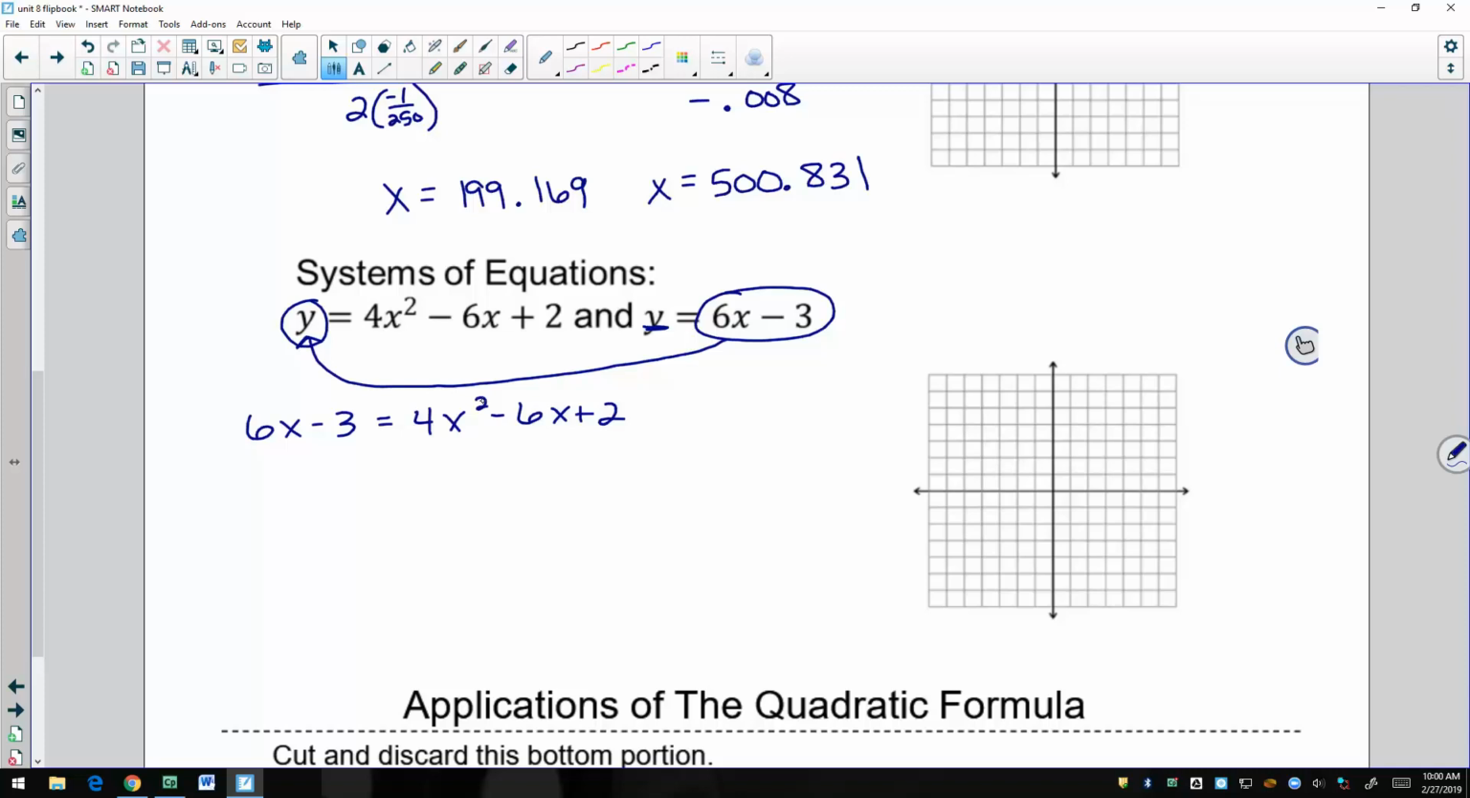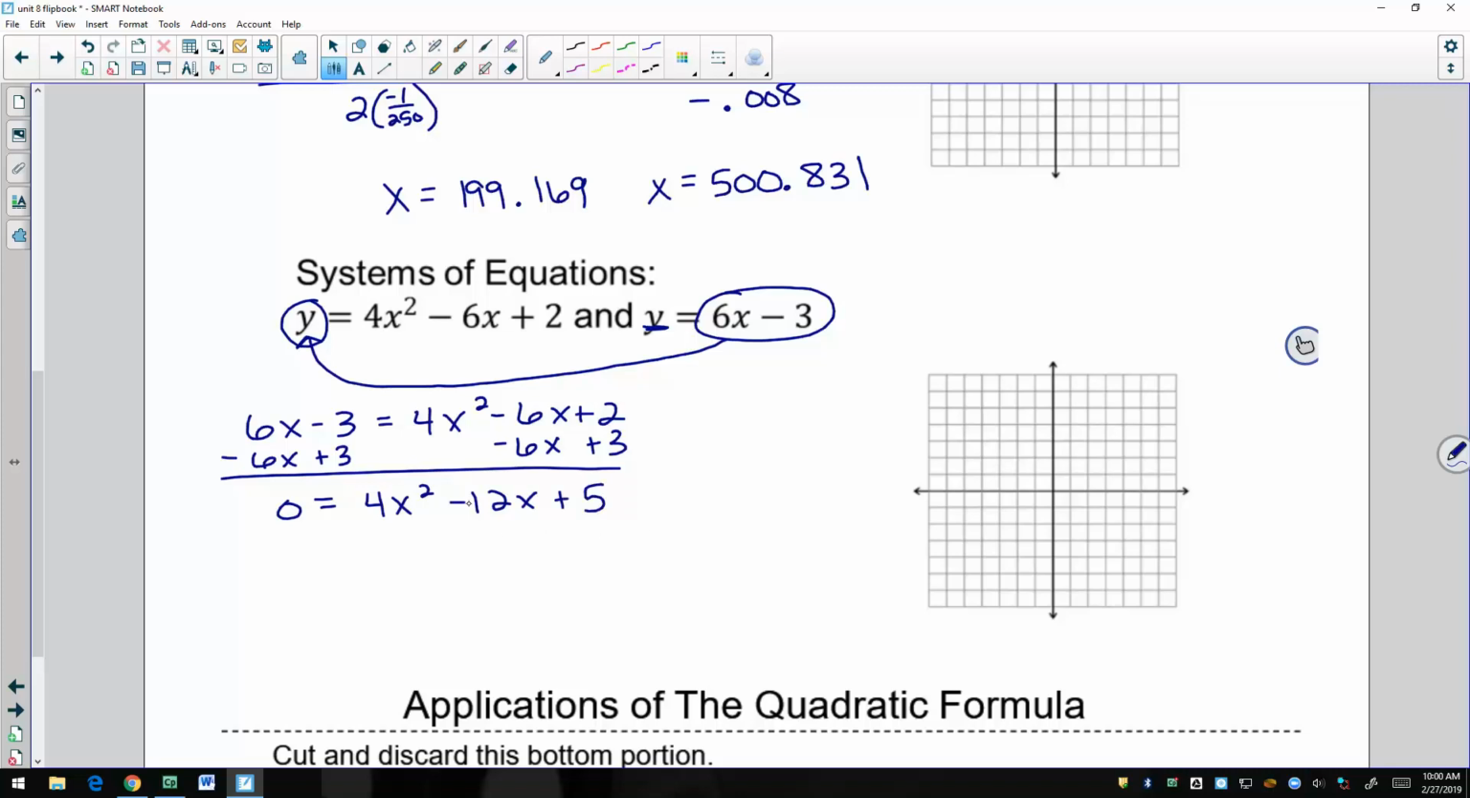Whenever I see an x squared or a t squared or whatever squared, I should be thinking to myself, I got to get it equal to 0 and factor. And if I can't factor, I have to use the quadratic formula. Or just always use the quadratic formula. So we're going to subtract the 6x and add the 3 over to the other side. Make sure you do common terms. So now I get 0 equals 4x squared minus 12x plus 5.